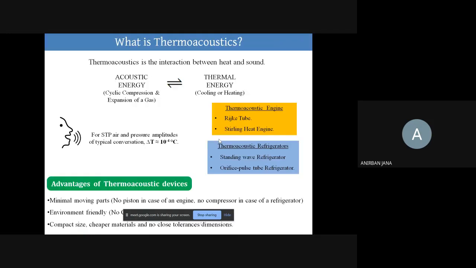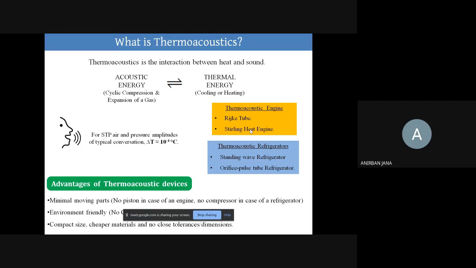So I'll start. The question is, what is thermoacoustics? This term is not really that popular in our field, but thermoacoustics is the simple interaction between heat and sound. You use acoustic energy to produce thermal effects, or you use thermal energy to produce acoustic effects. Acoustic energy is nothing but the cyclic compression and expansion of a gas. When you have compression and expansion, everyone knows that we have temperature oscillations, and we can tap those temperature oscillations to convert that energy into thermal energy.